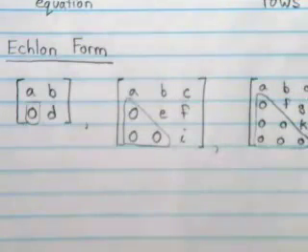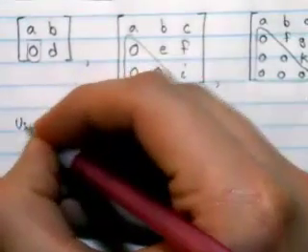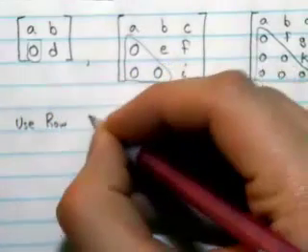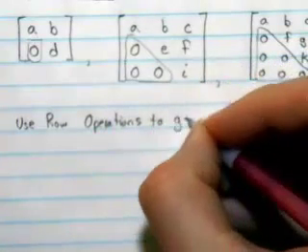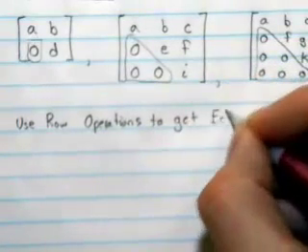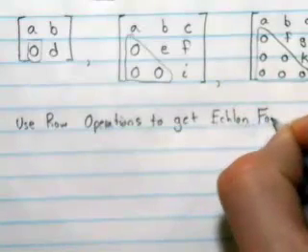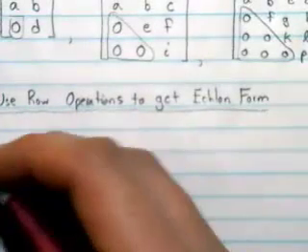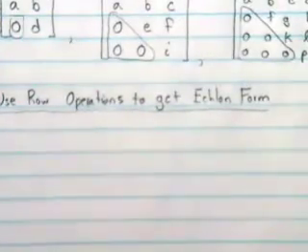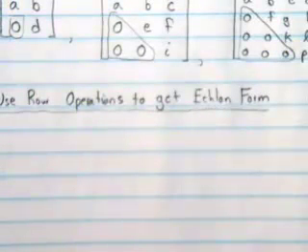How do we do that? Row operations is how we do that. So I'm going to show you how to get through here. We're going to use row operations to get echelon form. All right, so let's do an example, and I want to make sure I get one here that actually works.